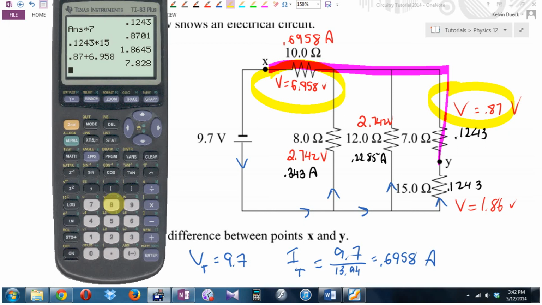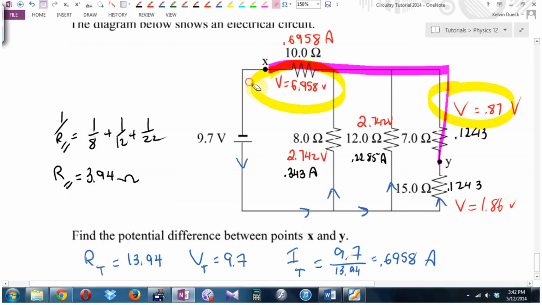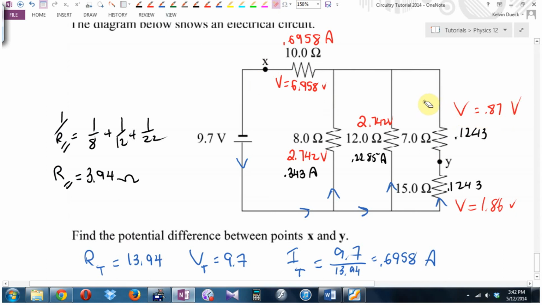What's the answer say? 7.9? Close enough. Yeah. Is that okay? Would we have one that tough on the test?